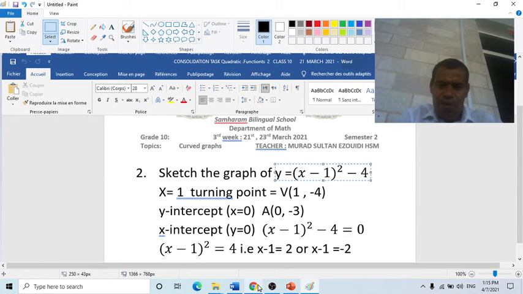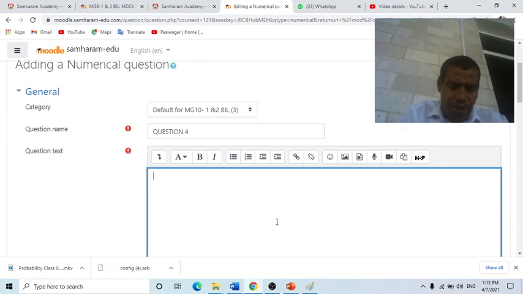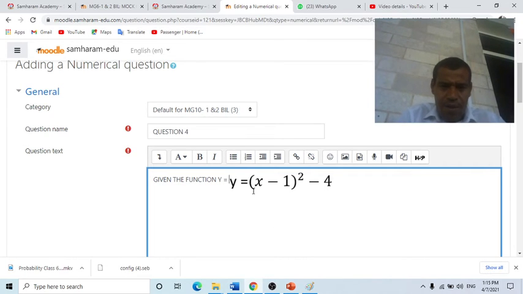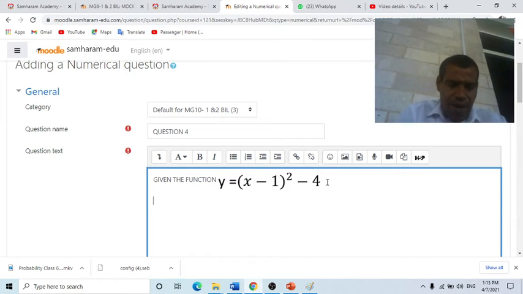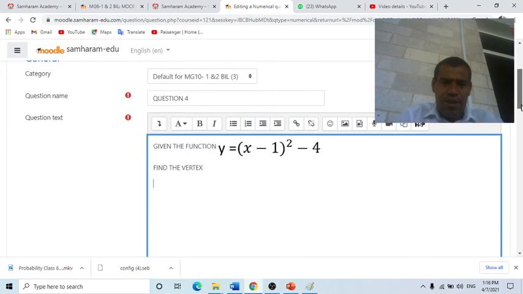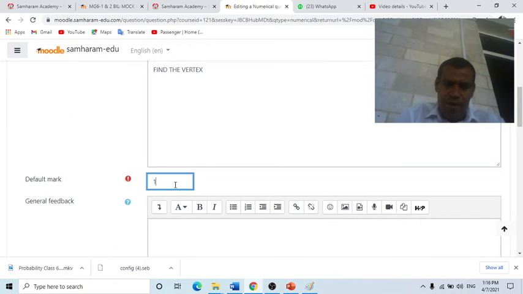Fine. So now I will move to the second question. Given the function y equals f. Okay, I will write y equal, then I will paste it. So I will erase y here. I will make: find the y intercept, the vertex. Yes, brother. This is an extended question.